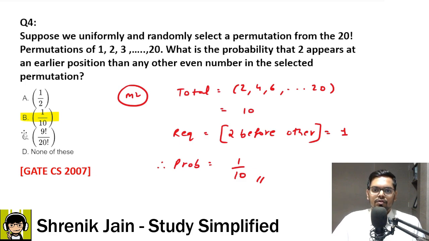Okay. If you want, you can also do it by combination as well. But this is a very simple way to get the answer. So I hope you got the idea.